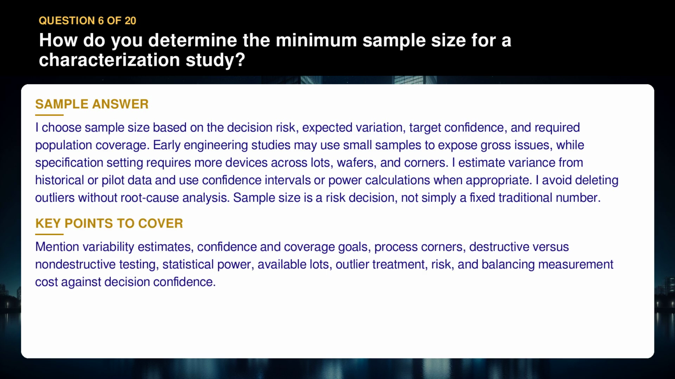Mention variability estimates, confidence and coverage goals, process corners, destructive versus non-destructive testing, statistical power, available lots, outlier treatment, risk, and balancing measurement cost against decision confidence.